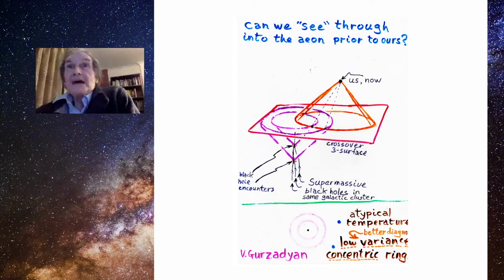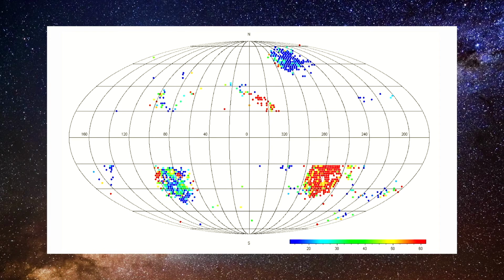The top of the picture is us looking back to the stretched out Big Bang, and we will see these little rings, which are concentric rings coming from the Big Bang, like this. Well, do we see them? Well, this here is a picture of the Planck data.